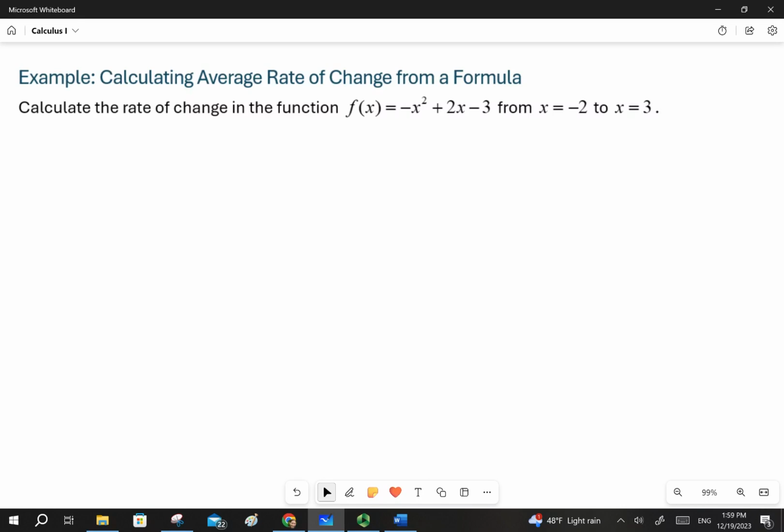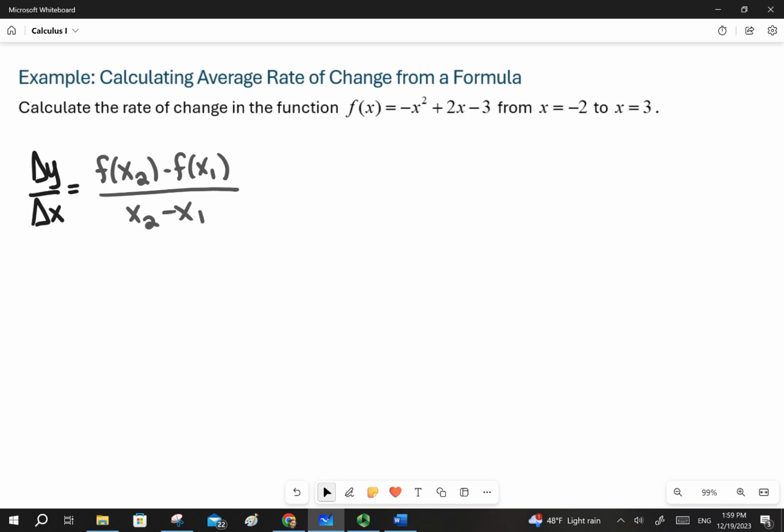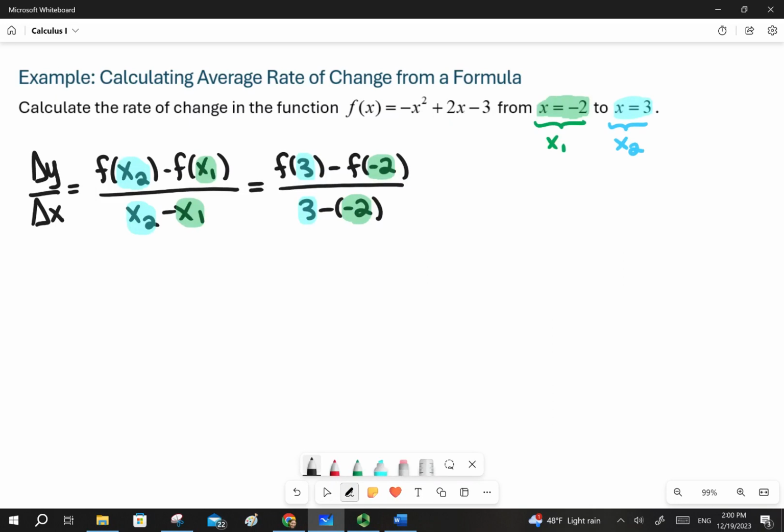To calculate the rate of change in f from x equals negative 2 to x equals 3, we need to calculate the change in y over the change in x, which is f of x2 minus f of x1 over x2 minus x1. x1 is negative 2 and x2 is 3. So we get f of 3 minus f of negative 2 over 3 minus negative 2. So we need the values of f of 3 and f of negative 2.